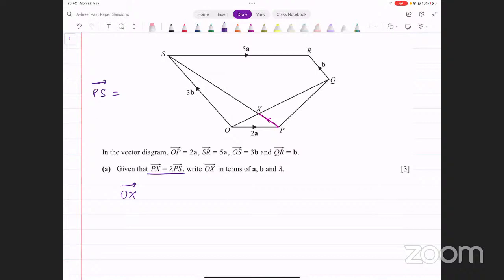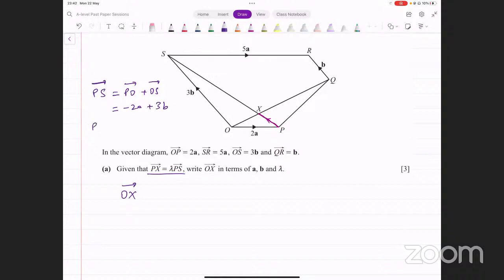What can we do? We can go from P to O and then O to S, right? So we can say PO plus OS. What's the vector PO? The opposite of OP, which is minus 2A, plus OS, which is 3B. That gives you the vector PS.